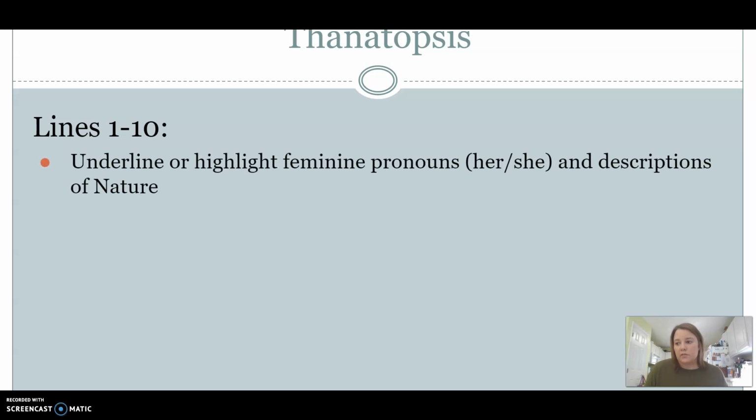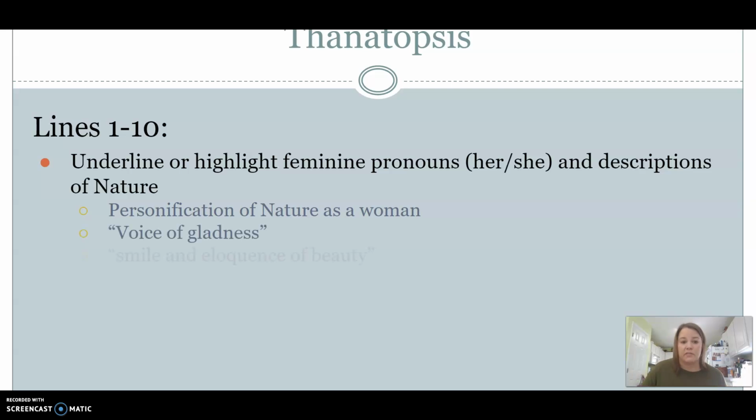When you first look at the first 10 lines of this poem, you should look for feminine pronouns. Look for her and she, and also descriptions of nature. We see this personification of nature as a woman. She has a voice of gladness. She has a smile and eloquence of beauty. She glides. So through this diction, we see that nature is personified as a woman.